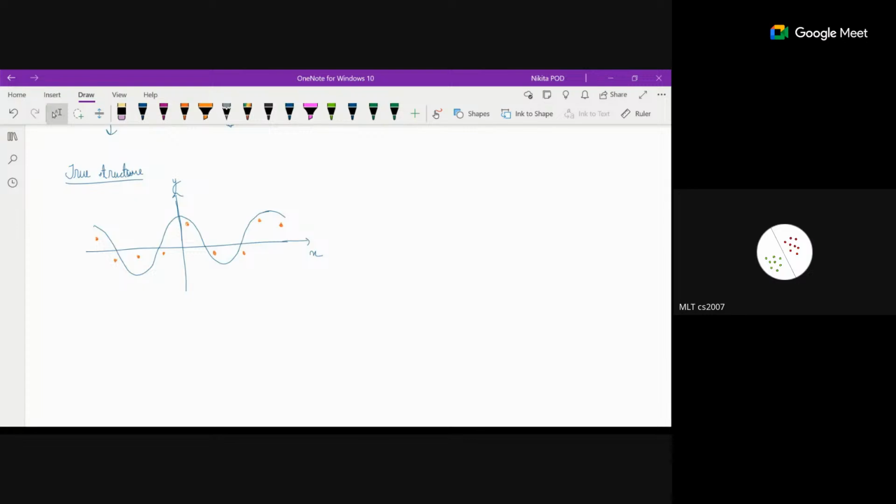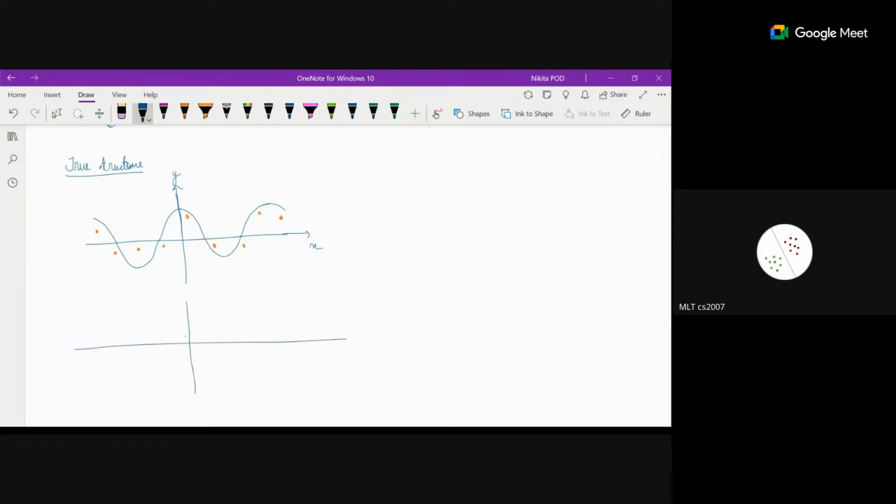Now, if I just plot these points, what do we get? I'm not going to draw the curve. I'm just going to plot the same points here. This, this, this. Okay. So this is the data that we saw.